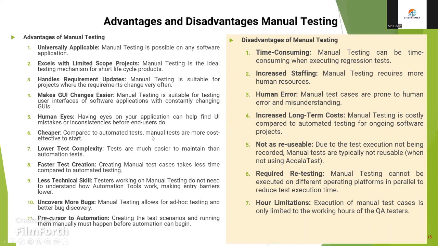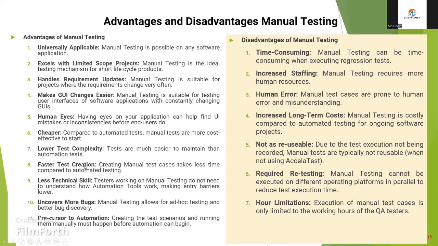It's cheaper compared to automated tests. Manual tests are the most cost effective because you don't need any test tool; you can test with Excel and Word. Lower test complexity: tests are much easier to maintain than automation test cases, because in automation testing you need to prepare your testing framework, but manually you can use it easily. You can just write your test cases in Word or Excel.